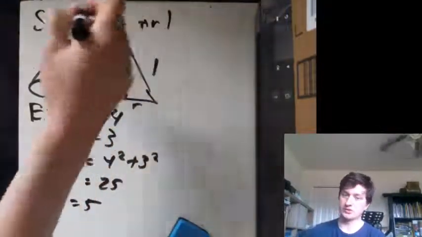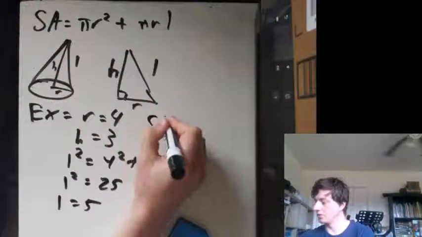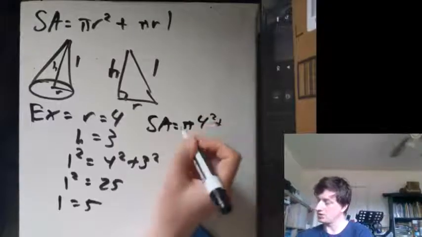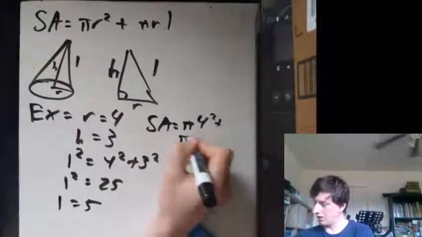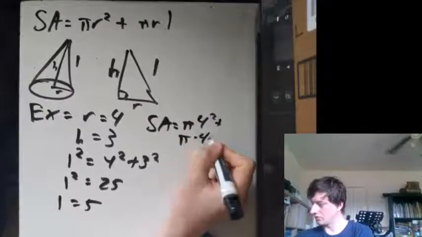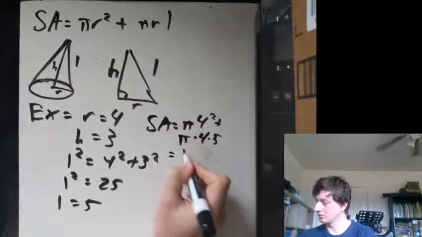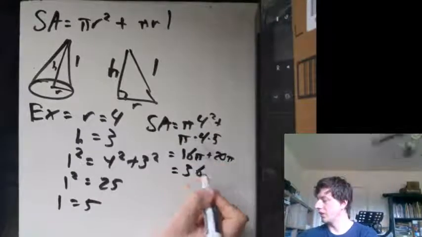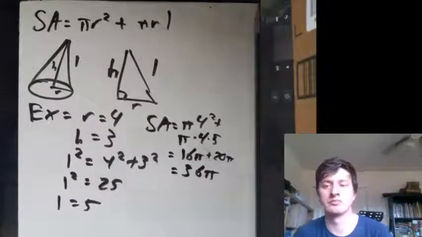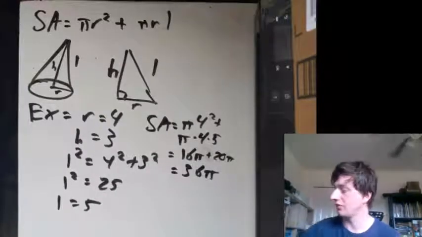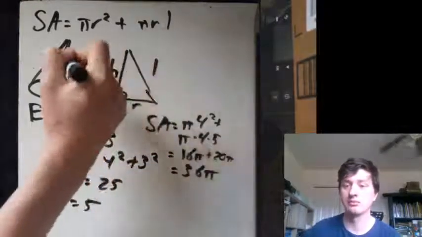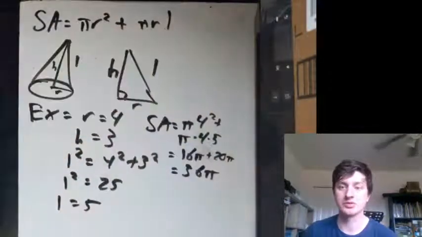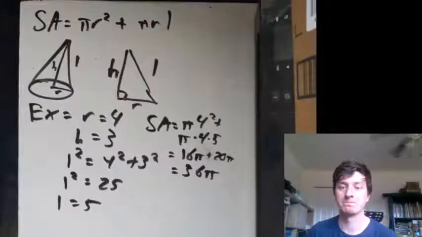So then we could calculate the surface area using this number. Surface area is going to be equal to pi times 4 squared plus pi times 4 times 5. So it's 16 pi plus 20 pi. It's 36 pi. Okay? So sometimes we need to find the slant height of our cone based on the radius and the height, and then we just plug the numbers into the formula and it gives us the surface area.